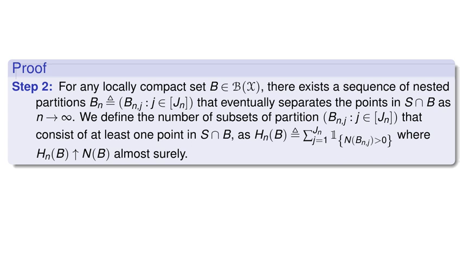We then define H_n(B) as the sum from j equals 1 to J_n of the indicator function that N(B_{n,j}) is greater than 0. This H_n(B) counts the number of subsets in the partition that contain at least one point from S ∩ B. Importantly, H_n(B) converges upwards to N(B) almost surely as n increases.